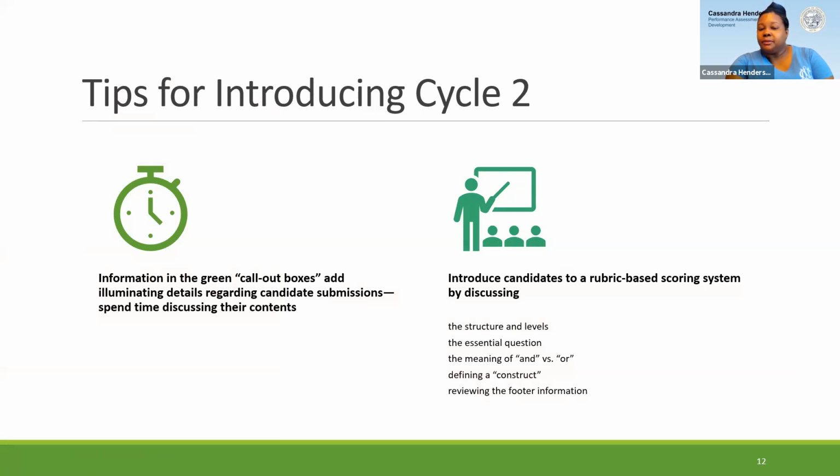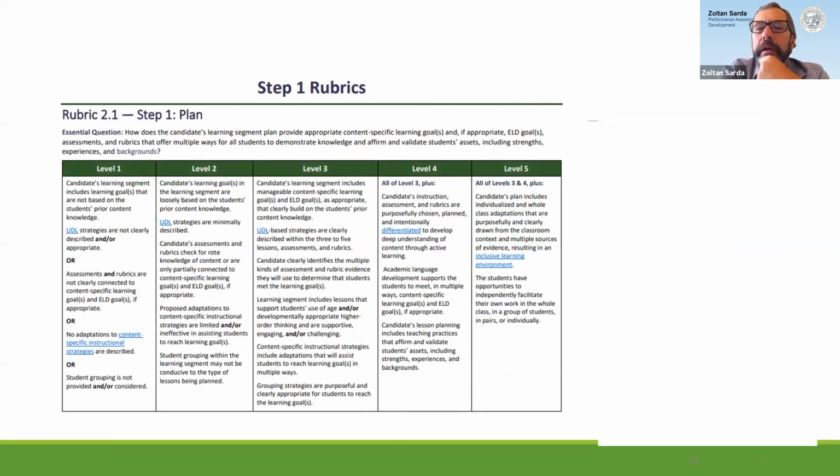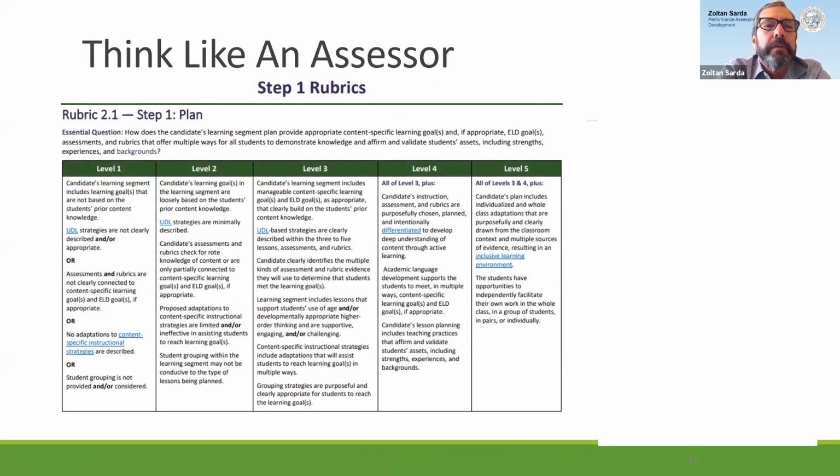Also, as we talked about for cycle 1, please introduce your candidates to the rubric-based scoring system, the structure and the levels, the essential questions. Very important, the meaning of and versus or, defining a construct and reviewing the footer information, which is the evidence the assessor will look at for that rubric. And again, we spoke about this in cycle 1, thinking like an assessor when they're approaching looking at the rubrics. So again, the assessors really, that first piece of really understanding what the essential question is looking at.